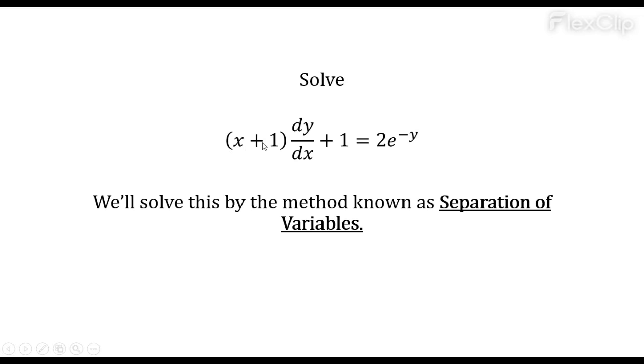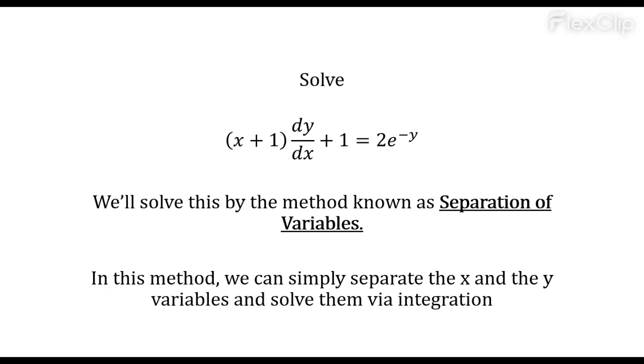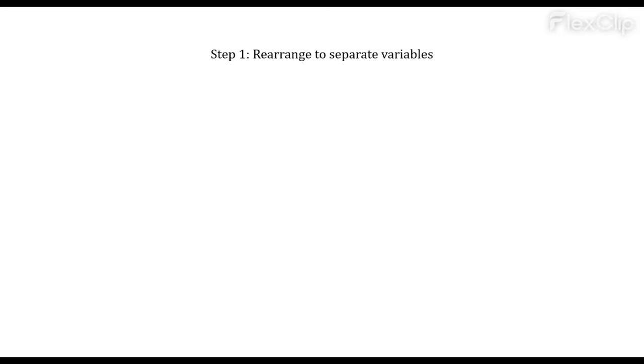We'll have all the terms either in terms of x or y. So in the bracket here, you can see there's no x plus y or x square plus y square. It's just x, and over here there's just y. Okay, and if we take this one to the other side, as we will do in the next step, it will again be in terms of only y. So in this method we can simply separate the x and the y variables and solve them via integration. So let's rearrange the values.